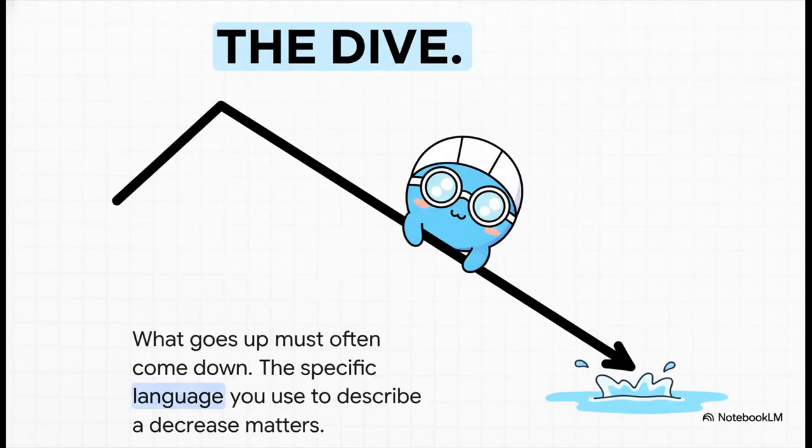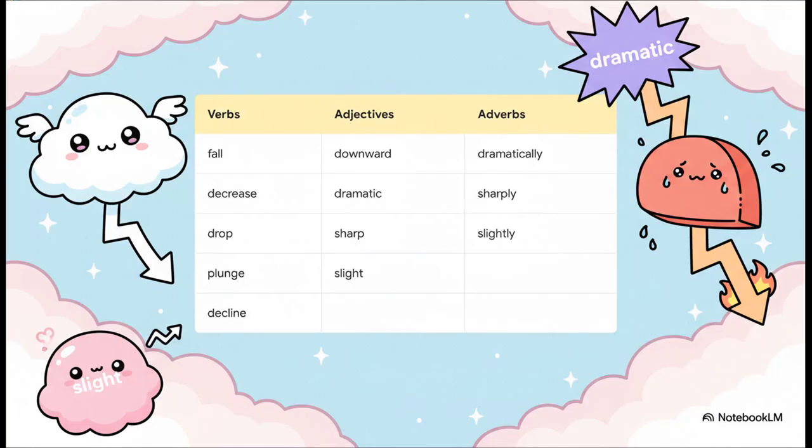Of course, what goes up? Well, it often has to come down. And that brings us to our third story, the dive. And just like with increases, the specific language you use to talk about a decrease makes a world of difference. Choosing the right verb here is everything. Did the numbers just fall or did they plunge? I mean, that's a huge difference in meaning. And when you add another layer, a slight drop versus a dramatic one, you're giving your description some serious precision.